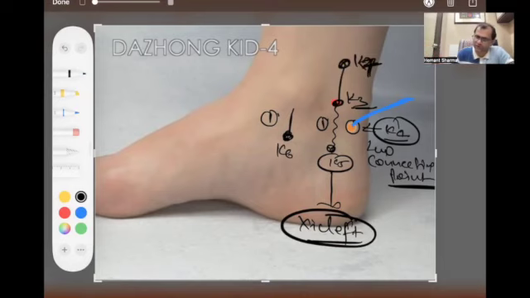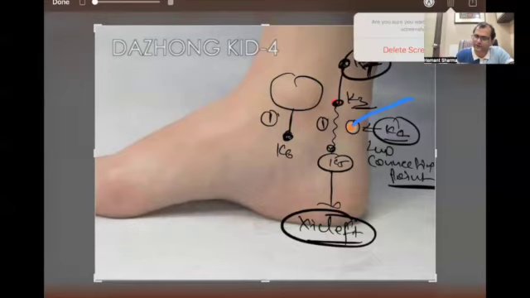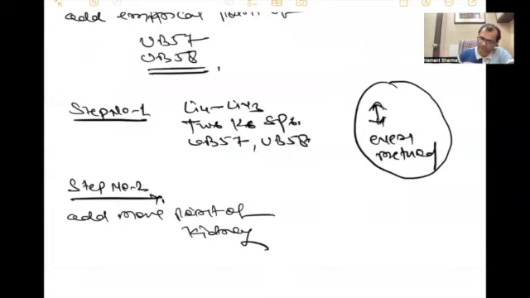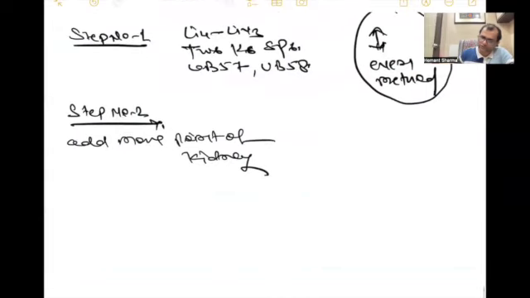From kidney 3, from the medial malleolus, we are going to go up. Kidney 7 is a very good point because kidney 7 is the mother point. In the 5 element cycle, we know kidney 7 is the mother point. So we have added a few more points of the kidney. Kidney 4, kidney 5, kidney 6 are already there, and kidney 7. We are taking multiple points of the kidney.